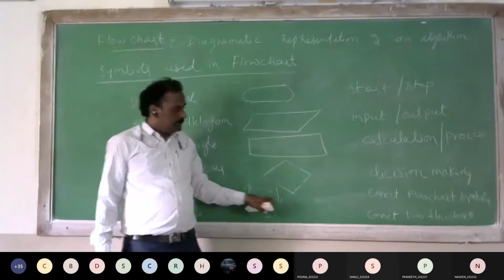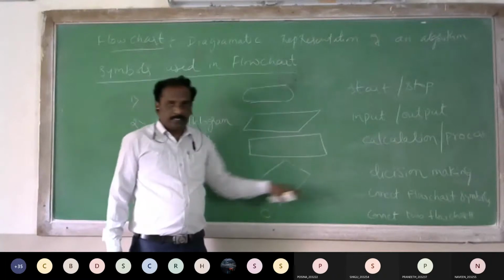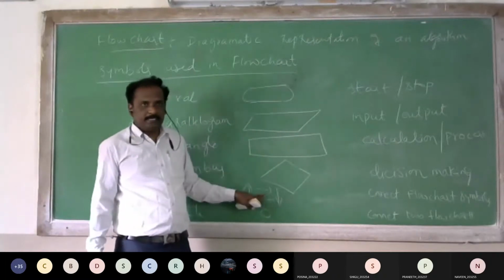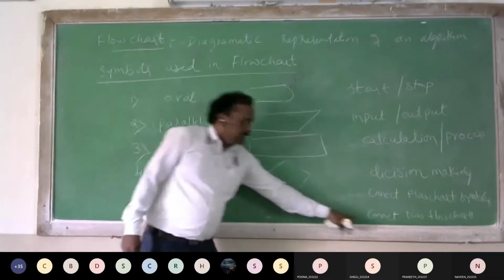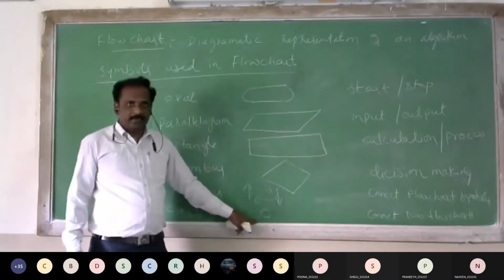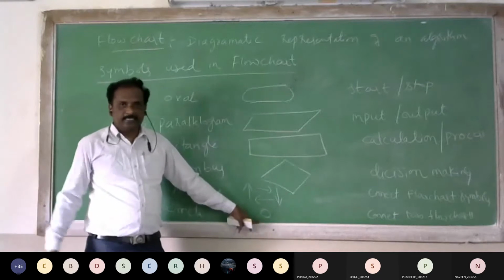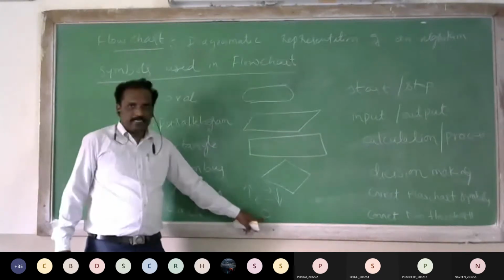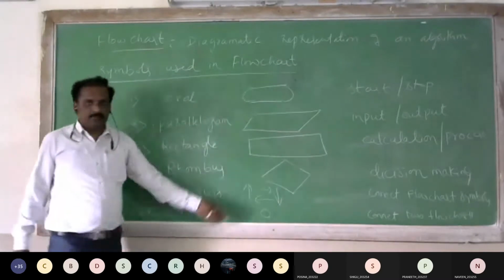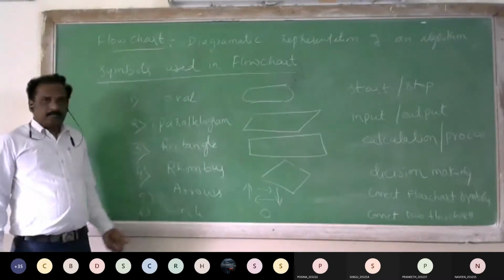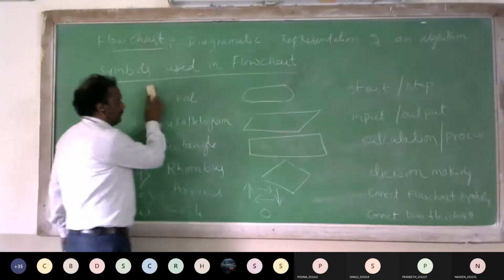These arrows are used to connect flowchart symbols, showing how the flow takes place in the flowchart. This connector is used to connect two different flowcharts. If we are not able to draw on a single page, if the flowchart extends to a second page, then we use the connector symbol. Now we shall see some examples of how we can write the flowchart for solving a problem.